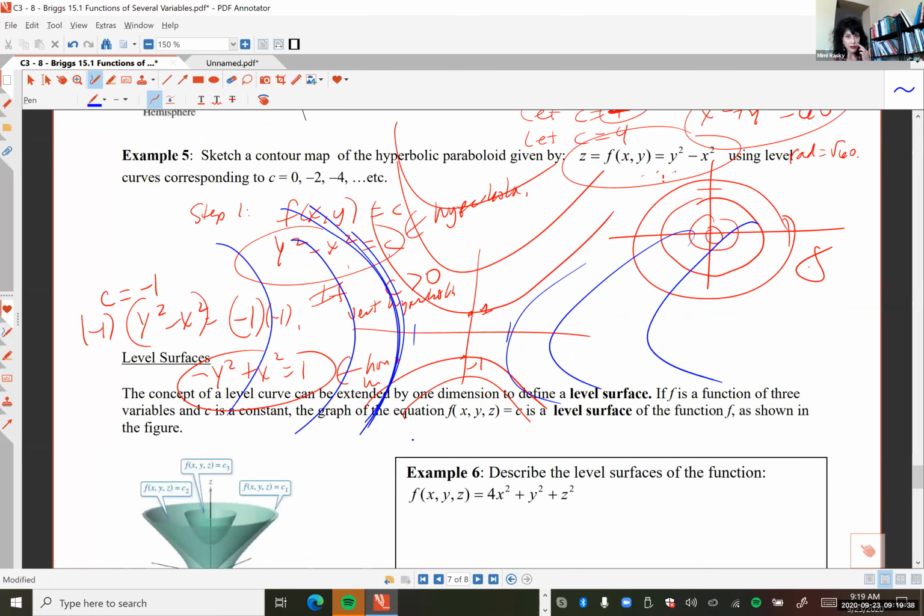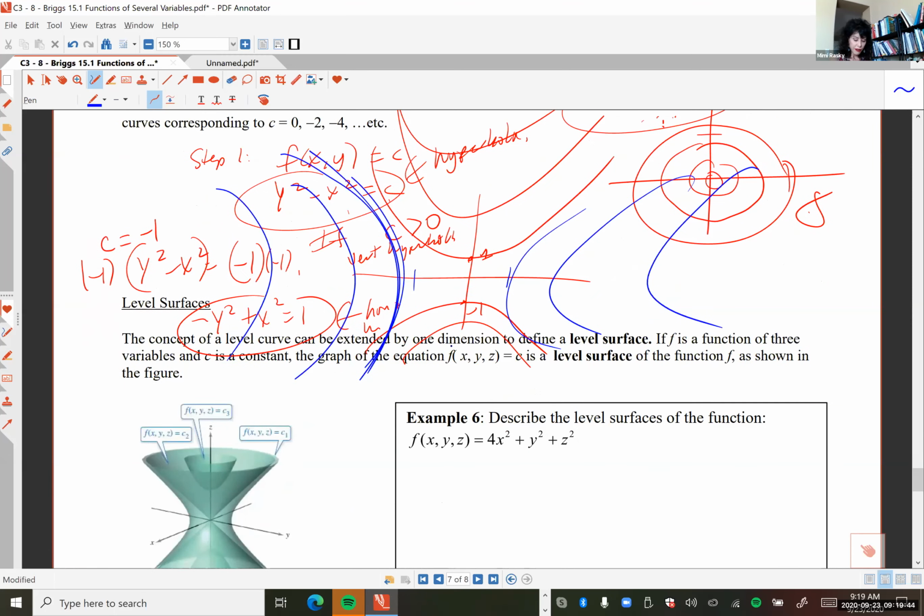Okay, I'm done talking about level curves. Let's jack it up a notch. Let's talk level surfaces. What is a level surface? If you're given a function of 3 variables, this is for functions of 3 variables. You cannot graph this. Let me stress this. You cannot graph a function of 3 variables because you would need 4 dimensions.